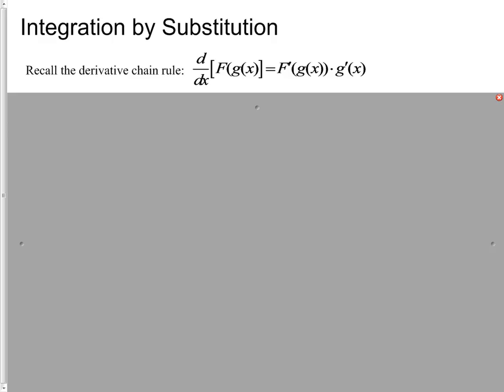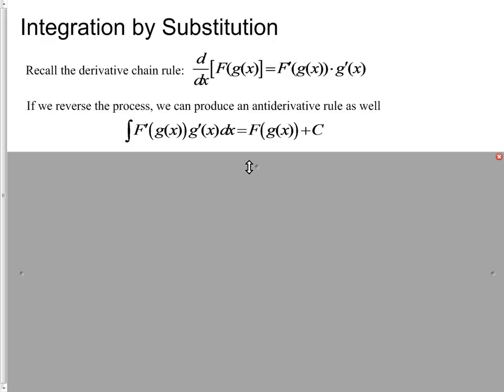In the derivative chain rule, we stated that if we take the derivative of a composition f of g of x, then we're going to get a derivative of f with respect to g of x times the derivative of g of x itself. Remember that we're leaving the inner function alone when we take the derivative of the outer function times the derivative of the inner function. This works well for compositions of functions.